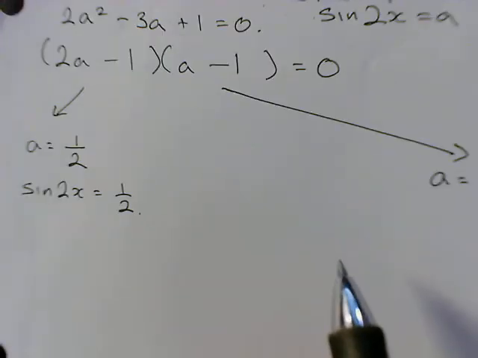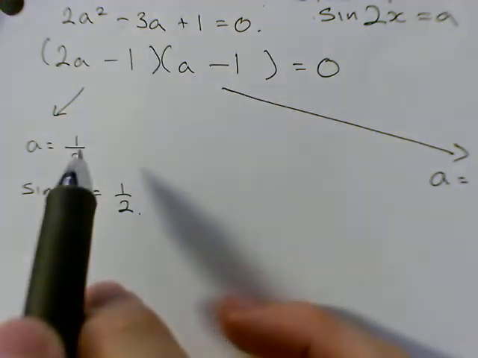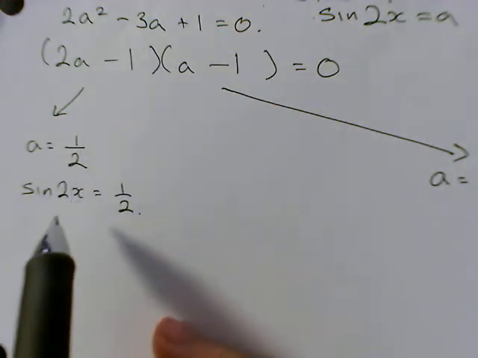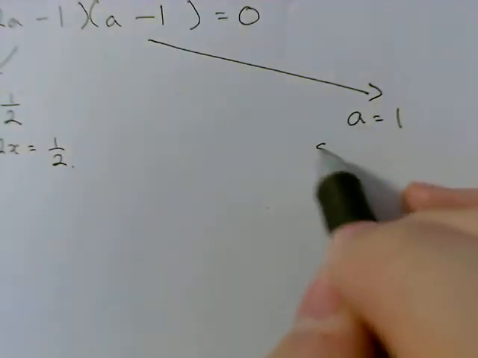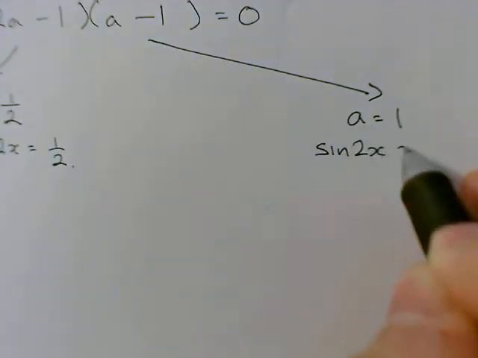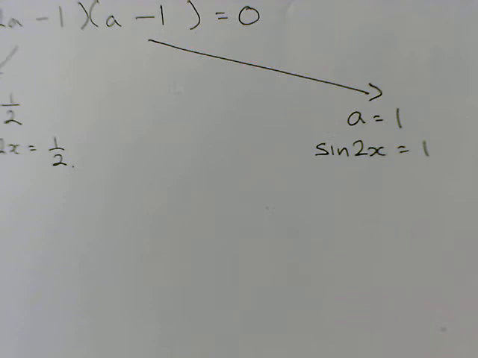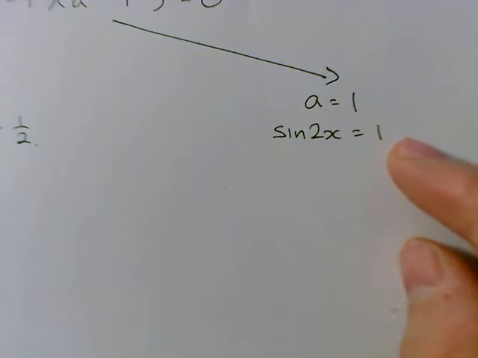So if you factor correctly, you know that the a value has to equal 1 over 2, which means sine 2x has to equal 1 over 2. If you have this point done, you know that sine 2x has to equal 1. How about we do the easy one first? Sine 2x equals 1, right? Let's see, am I missing something?